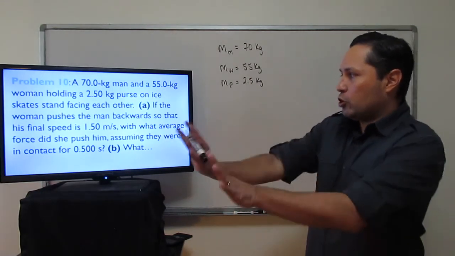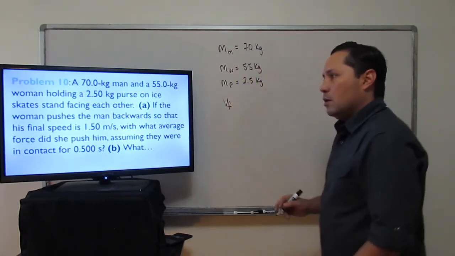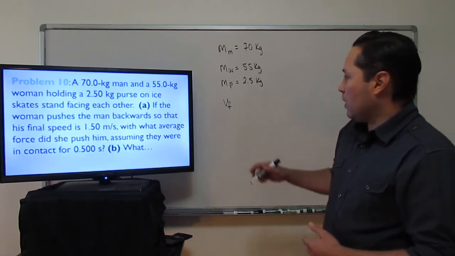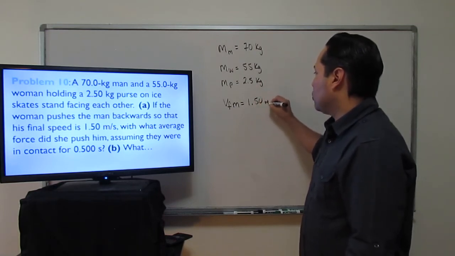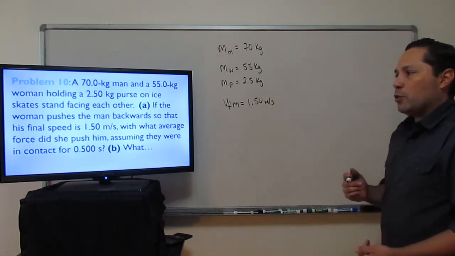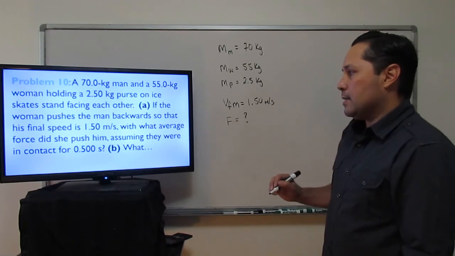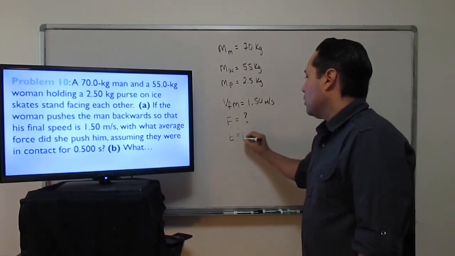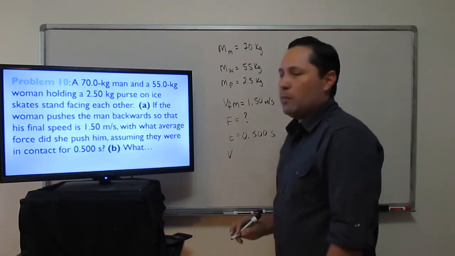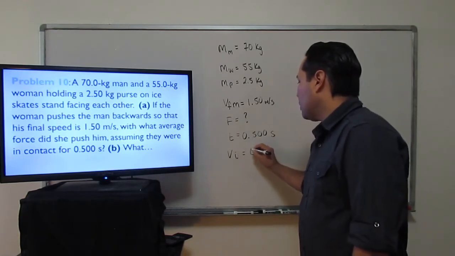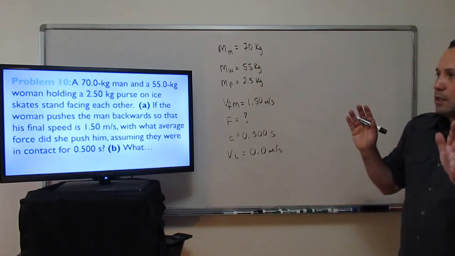It says if the woman pushes the man backwards so that his final velocity, so the velocity final of the man, is equal to 1.5 meters per second, what average force did she push him with? So force equals question mark, and they were in contact for 0.5 seconds. By the way, not given here, but assume the initial velocity for both is 0.0 meters per second. They're both at rest. She pushes him, and he is sliding.